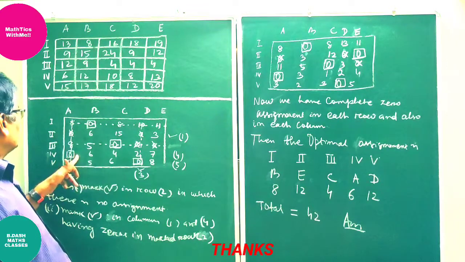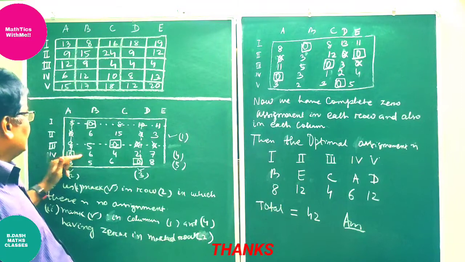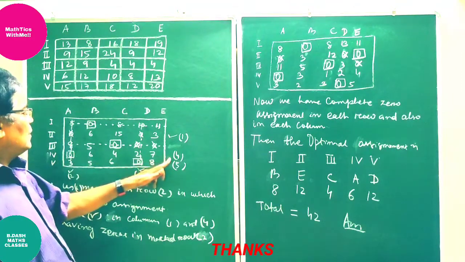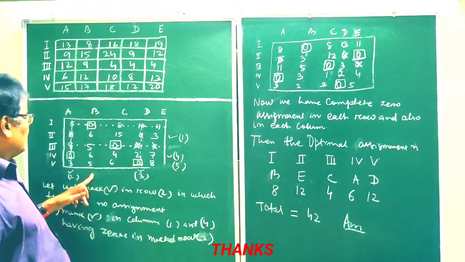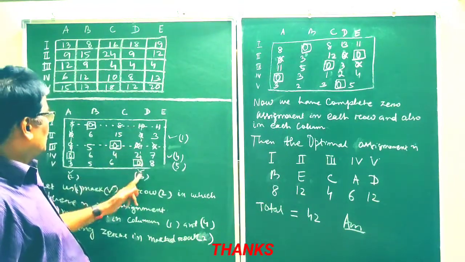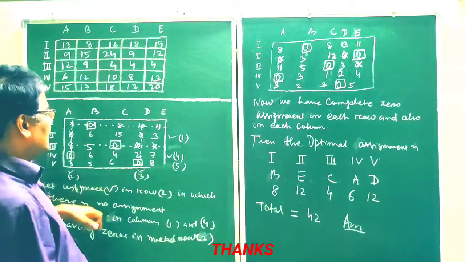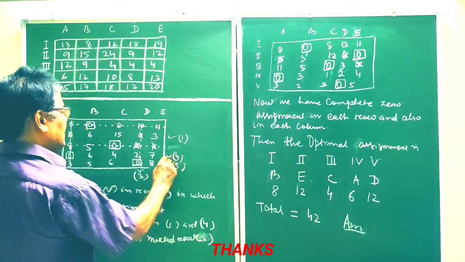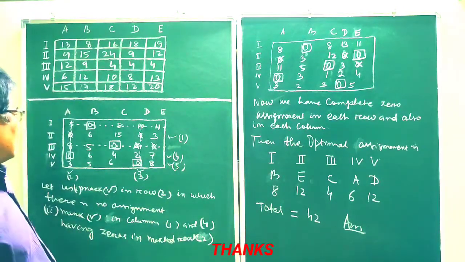Now let us proceed to column. We find there is an assignment here in row 4. So let us have a tick mark here. Then in column 4, we are having 0 assignment here in row 5. So we are having a tick mark here.